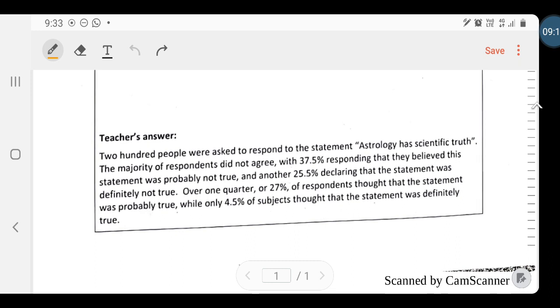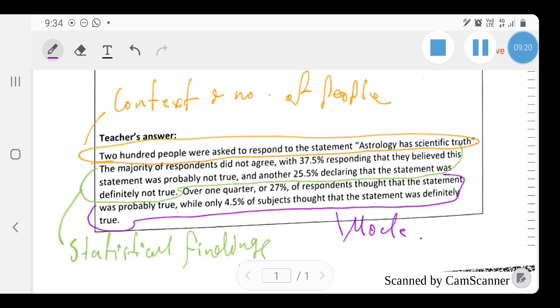Now, there are a few key things to pay attention to when you are doing this, okay? A few things that you need to include. Now, without initially reading through the teacher's answer here, I just want to point out a few important components that your summary of the statistics of a situation like this needs to include. It needs to include a context and the number of people that were studied. So what was the study about? And how many people were involved.